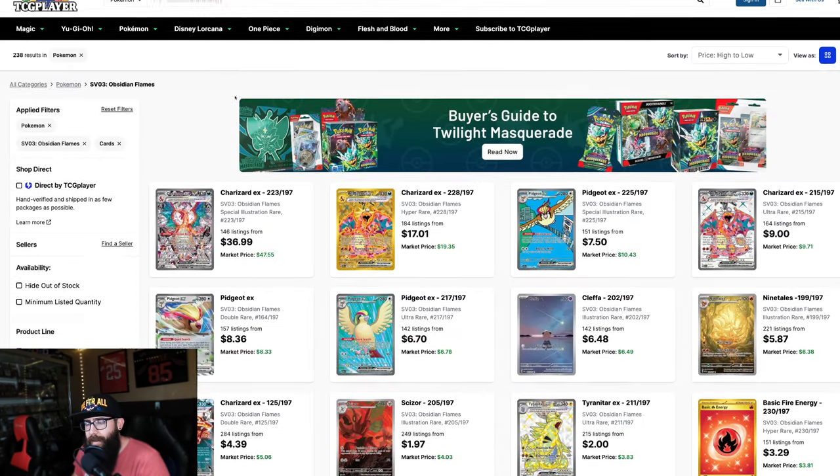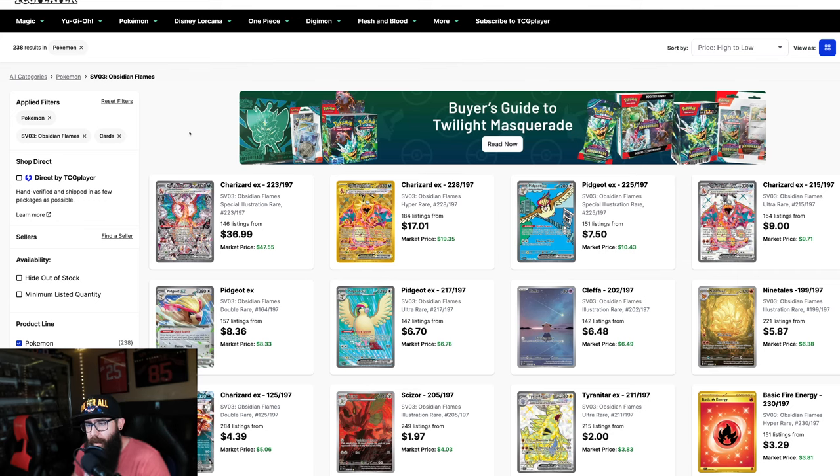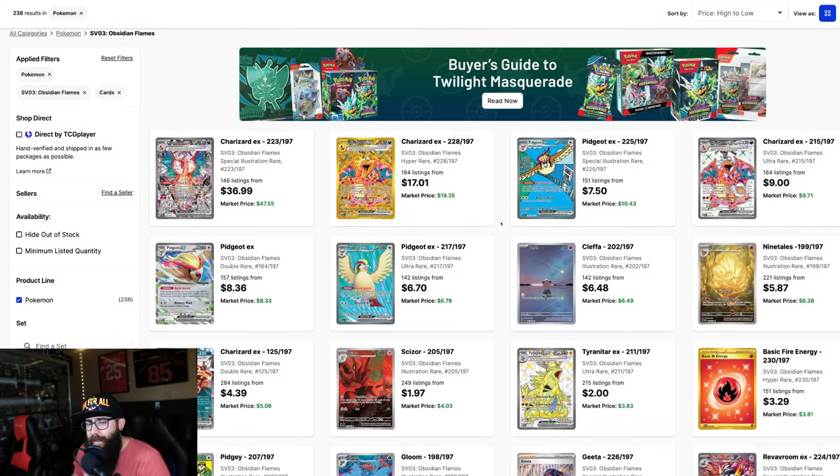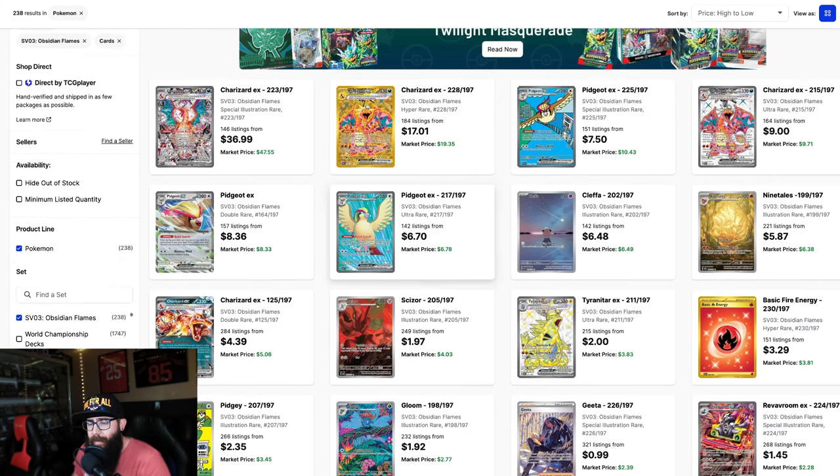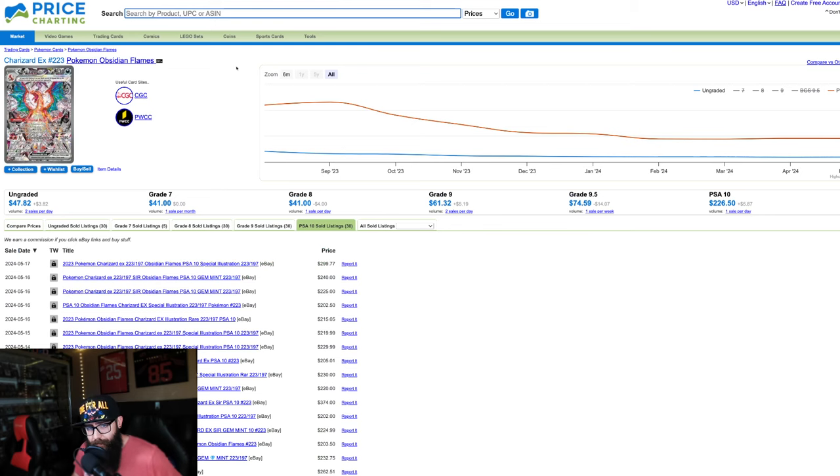Let's take a look at some of the singles here. We'll just go over this briefly. I'm gonna tell you some of the ones I'm more interested in from this set, starting off with this card. This currently is a grading play in my opinion. These SIRs, the textured cards, tend to not have the print lines, so they tend to grade really well. You can get this for like $47 to $50 and flip it for $220 right now.